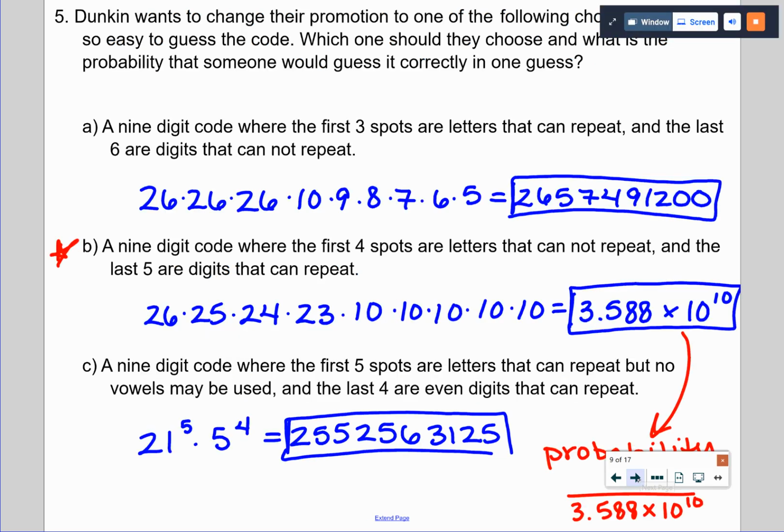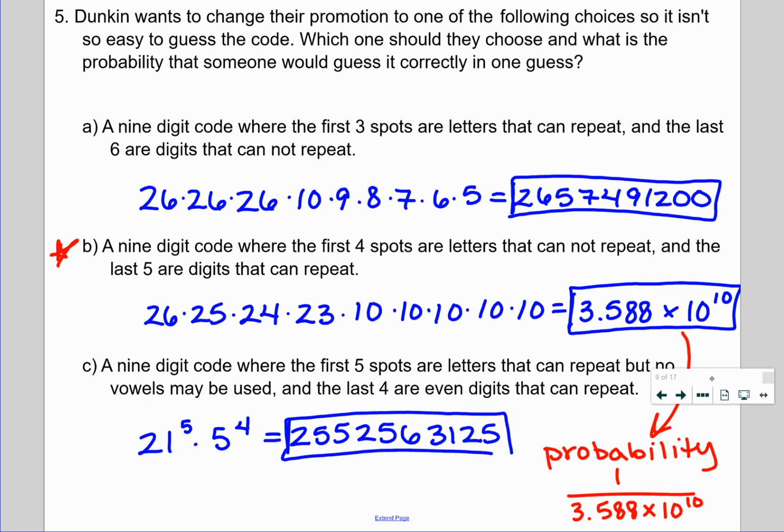Okay, on the back. Again, you got to read pretty carefully here. The first 3 spots are letters that can repeat. So 26, 26, 26, or you could say 26 to the 3rd. And the last 6 are digits that cannot repeat. So that's what we have: 10, 9, 8, 7, 6, 5. And then I multiply them to get that number.